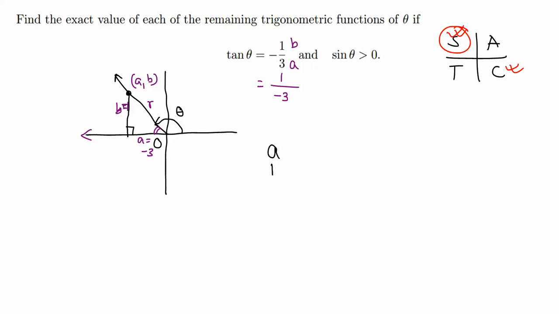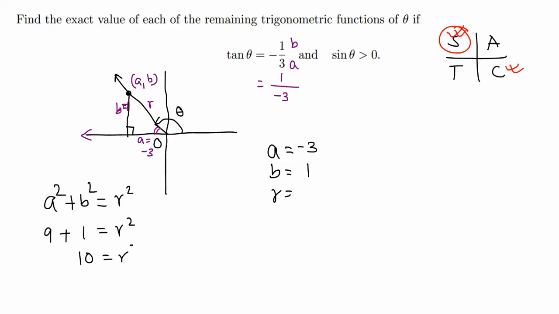So A, B and R. A is negative 3 for theta. Okay, B is 1. R, we want to determine R. How? A square plus B square equals C square, or in this case R square. A is given negative 3. Negative 3 quantity is squared. Negative 3 times negative 3, positive 9. 1 square, 1, equals R square. 9 plus 1, 10 equals R square.